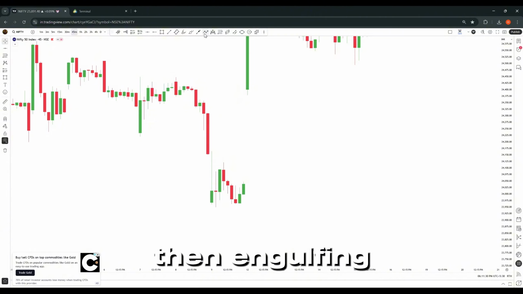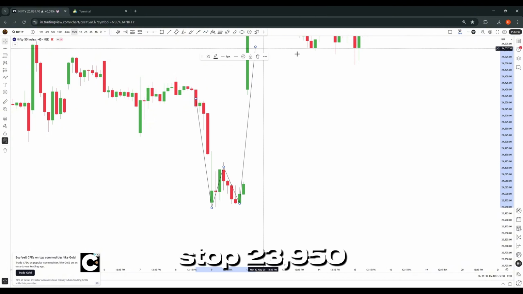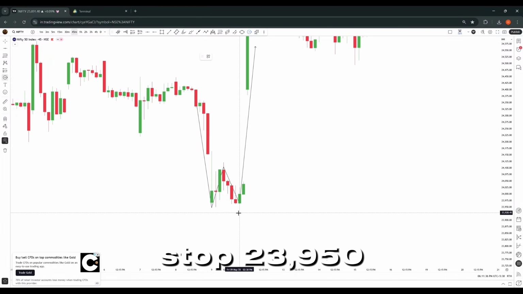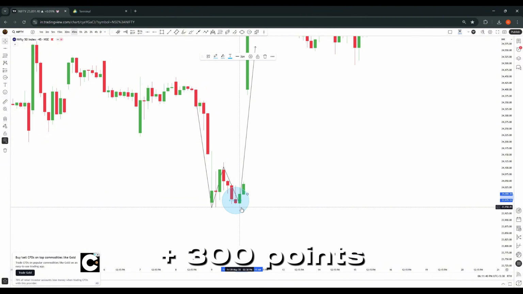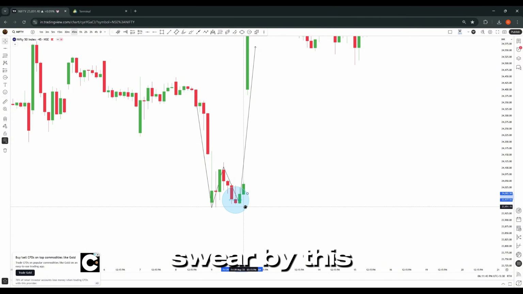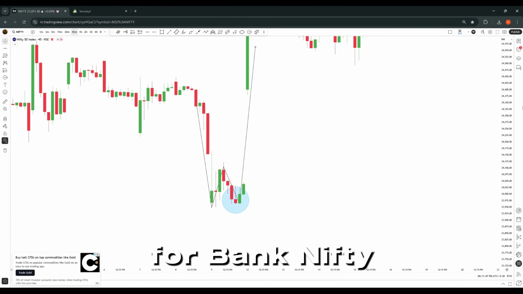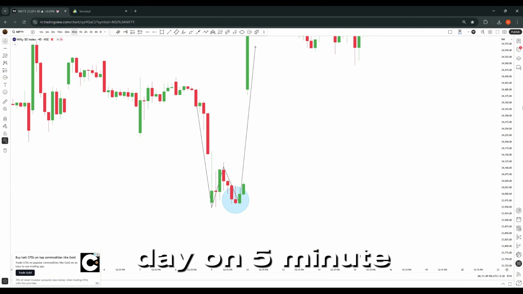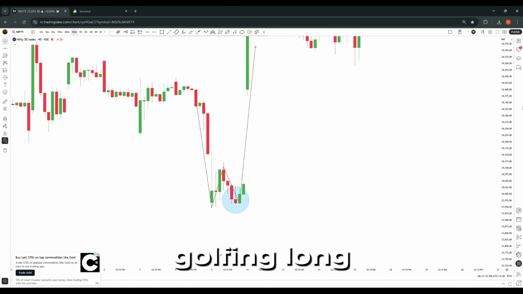Small red, then engulfing green. Enter at 24,050. Stop 23,950. Rally to 24,350, plus 300 points. Modal traders swear by this for Nifty uptrends post-corrections. For Bank Nifty, same, but intraday on 5-minute: October 23rd dip to 48,000 support. Engulfing, long entry, plus 400 points up.